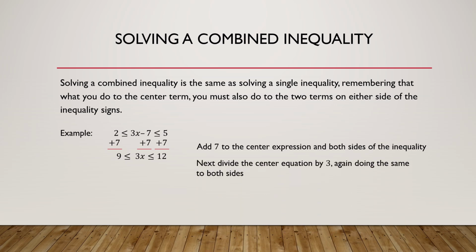When we divide the center term by 3 to get x alone, we must divide both sides of the inequality by the same 3. Our final answer is 3 is less than or equal to x is less than or equal to 4.